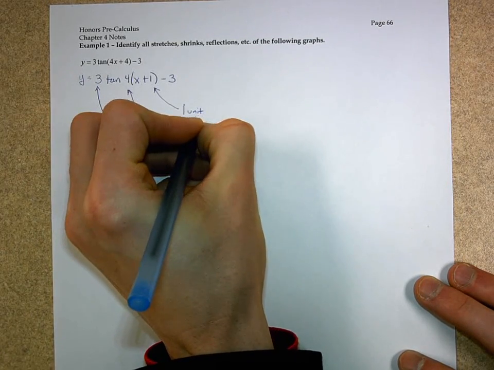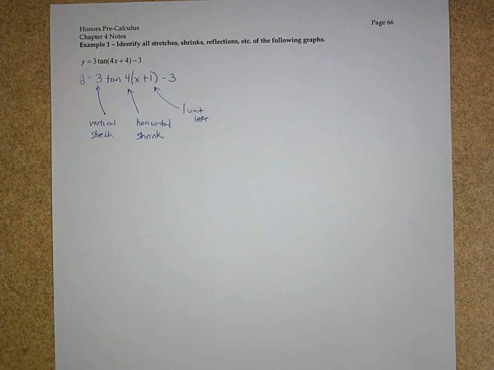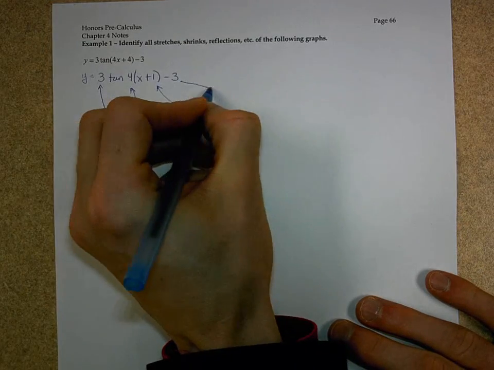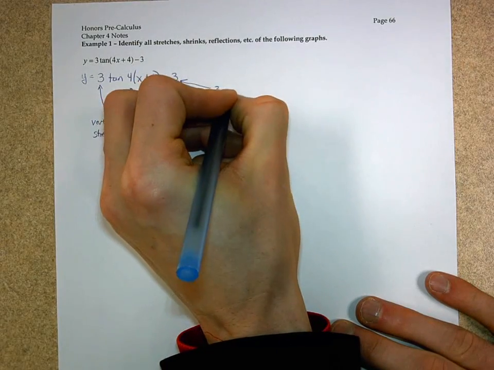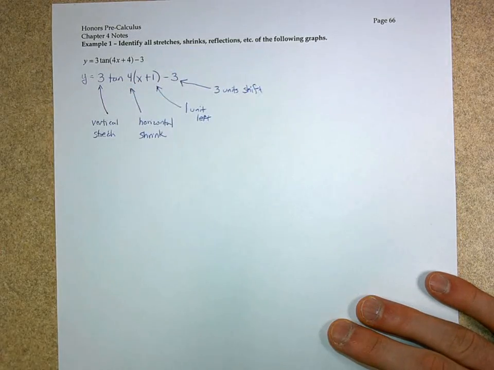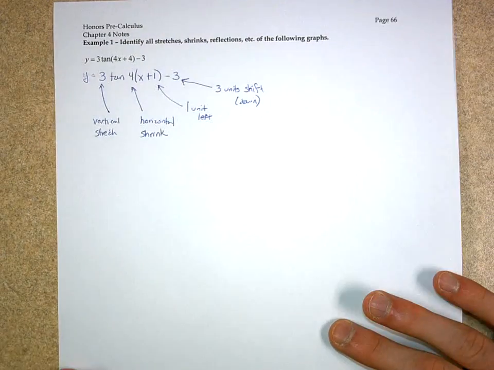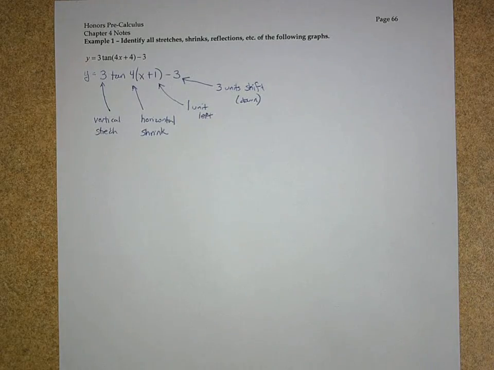Inside the parentheses, we've got our horizontal shift, which remember is the opposite direction. So this is going to be 1 unit left. And then the back number indicates my vertical shift. So a 3 unit shift, and this one is going to be down 3 units. So those characteristics maintain all the way through our different trig functions.